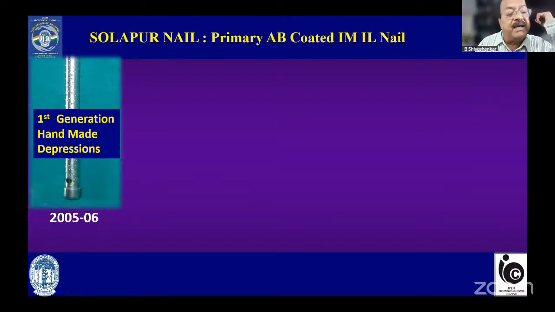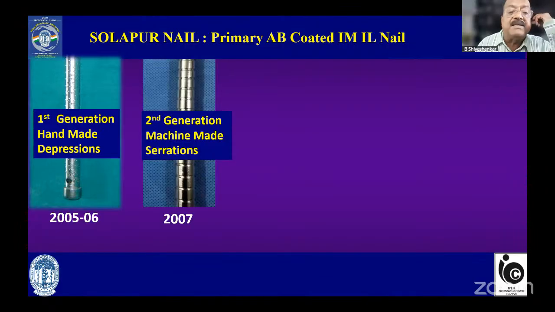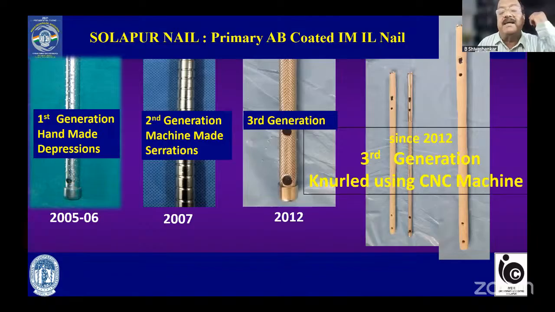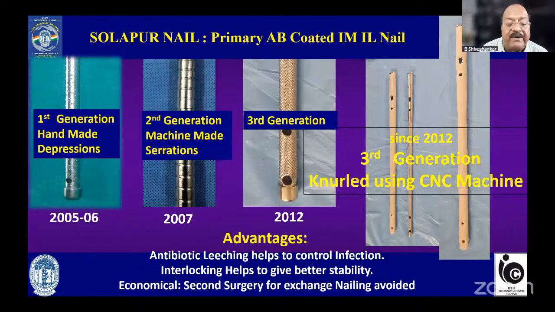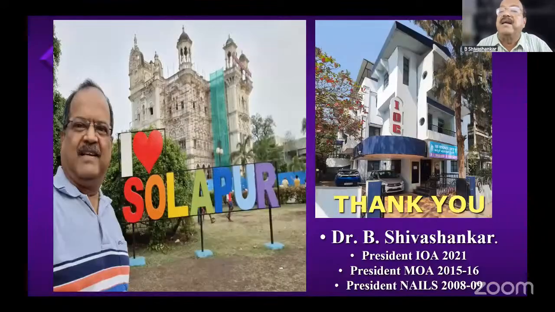First generation nail designed in 2005-6, second generation nail designed in 2007, and the third generation nail done by CNC machine, which has been designed in 2012. So as you all know, the advantage is antibiotic leaching helps to control the infection. Interlocking helps to get better stability. It is economical to the patient as we are doing two surgeries in one setting.